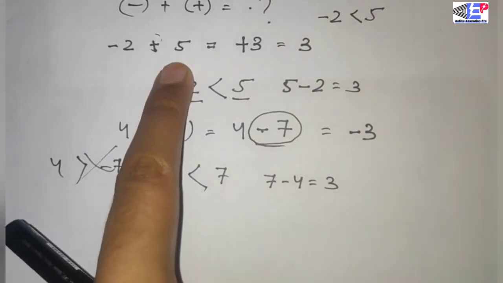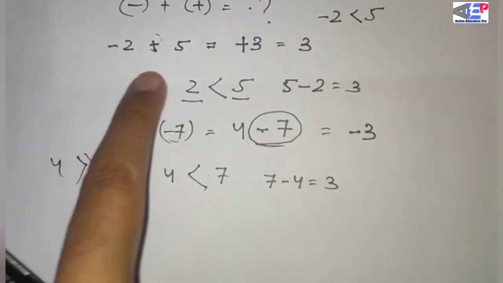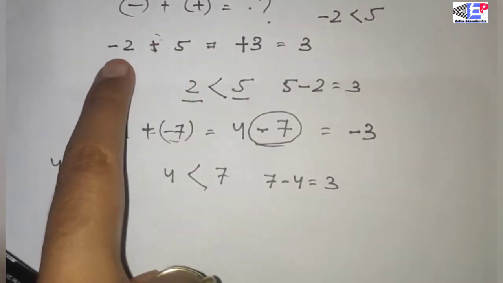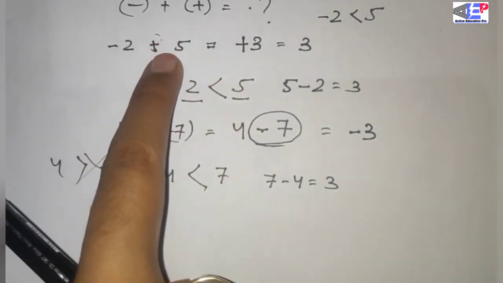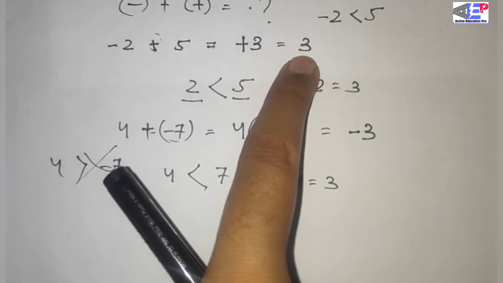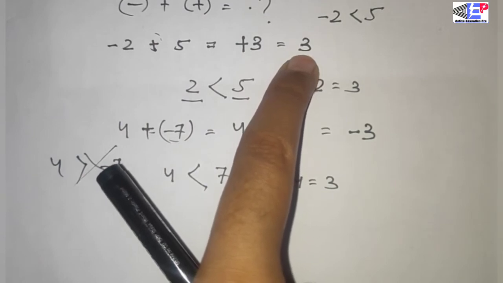Here 5 is larger than 2. If you compare the numerical values of minus 2 and 5, 5 is larger than 2. So the sign of 5 is the sign of the result, which is equal to a positive integer 3.